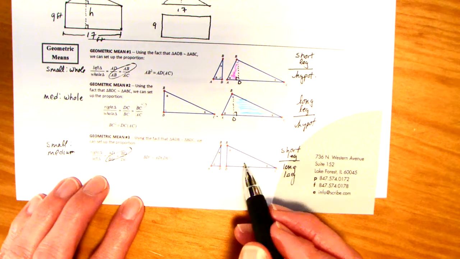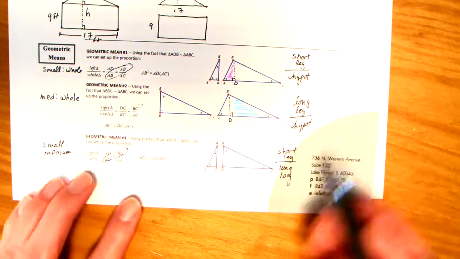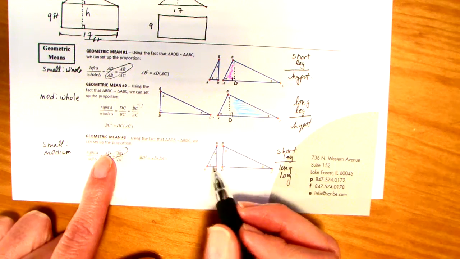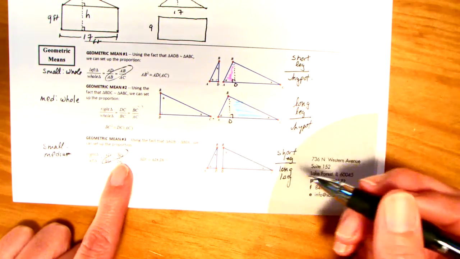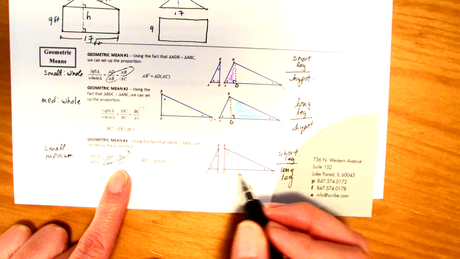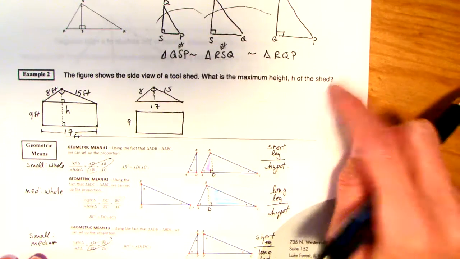Now, when you compare the small to the medium, they're going to go short leg to long leg. So first, on the small triangle, the short leg is AD and the long leg is BD. On the medium triangle, the short leg is BD and the long leg is DC. So that's how it's going to work.